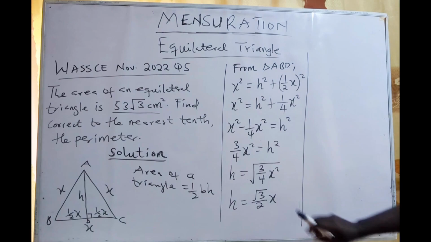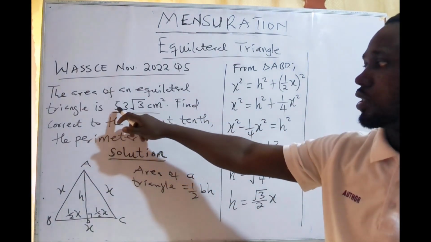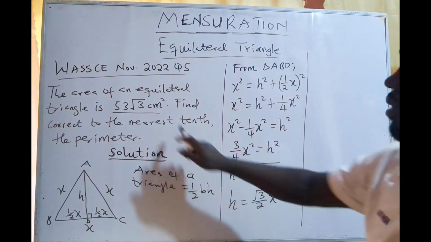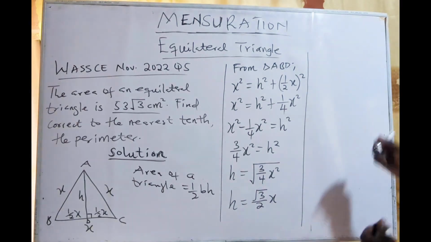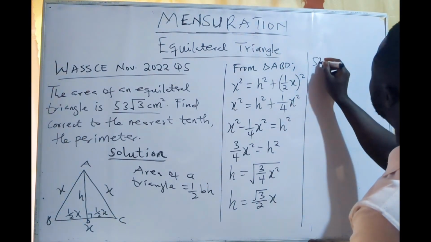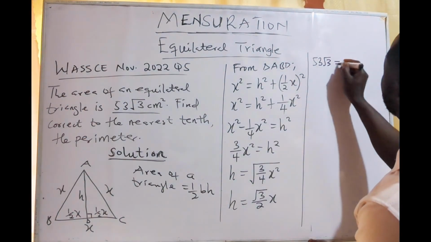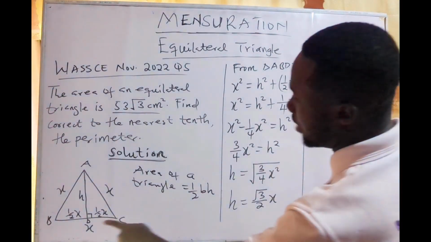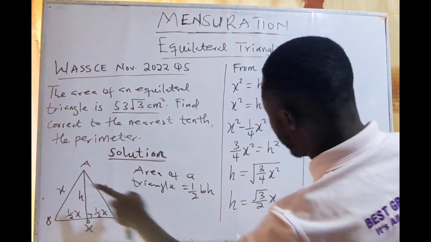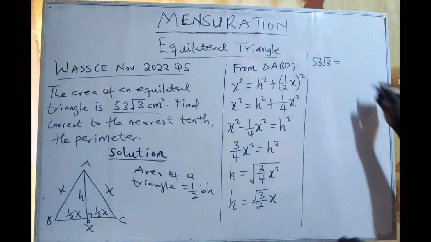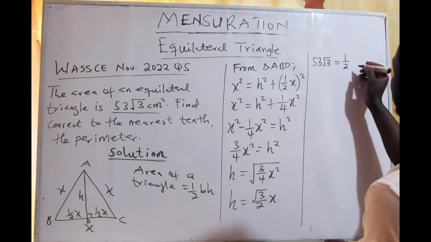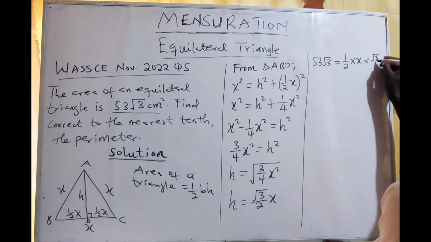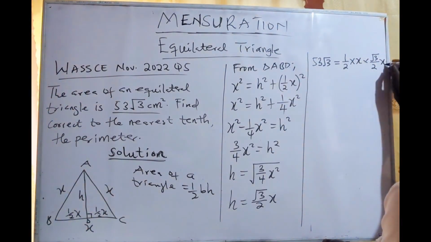So I have an area in the question, 53 root 3. The reason why I'm finding the height is because I'm given the area in the question. So I can say that 53 root 3 is the area of the triangle, and area is half times the base, x, times the height, root 3 on 2 x.